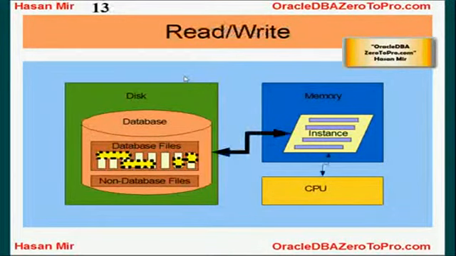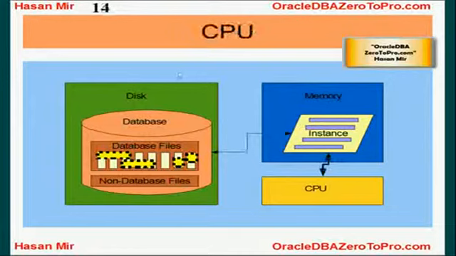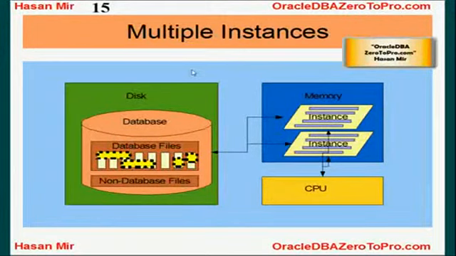Now instance talks to the database. It may write new information on the database, or it may read information out of the database. All these processes, the whole instance as a whole, is talking to the database continuously. Not only that, instance is also using CPU resources. So you can have a setup such that there are two instances running in the memory and both instances are talking to the same database.